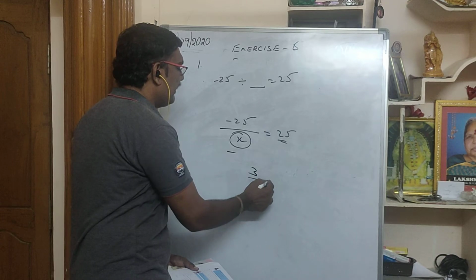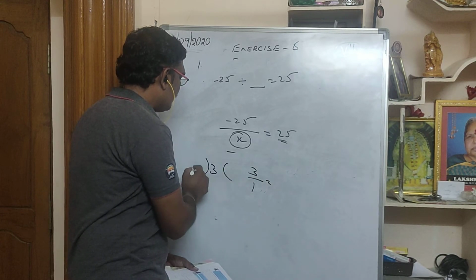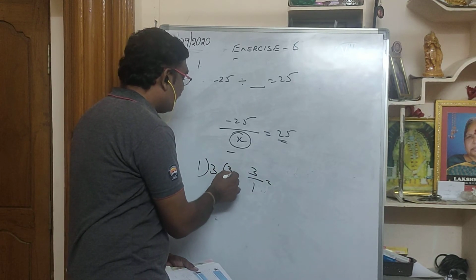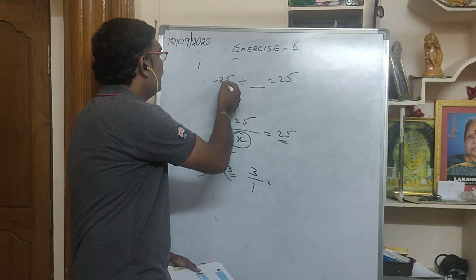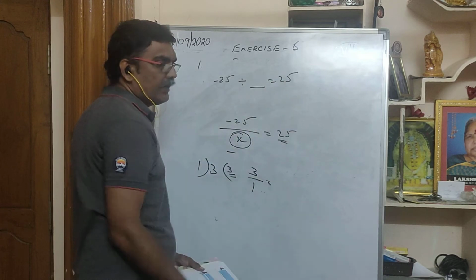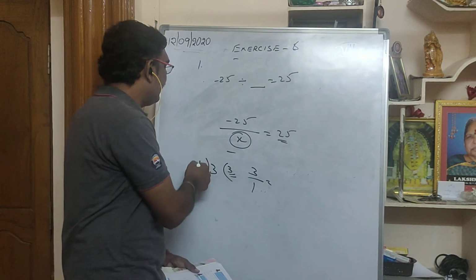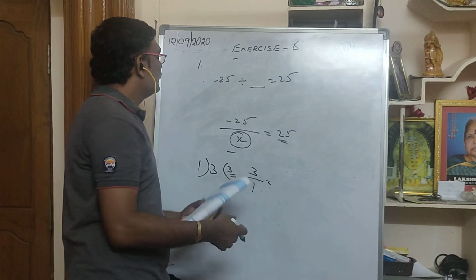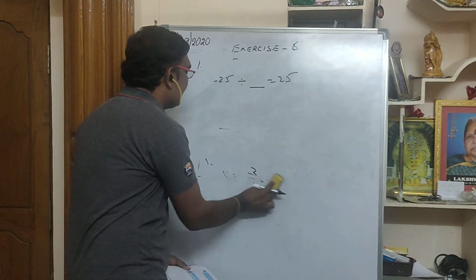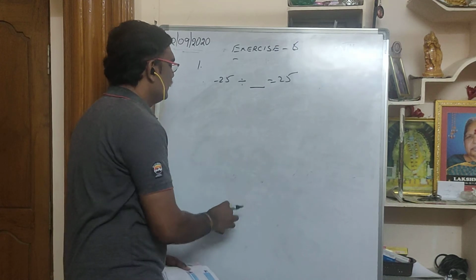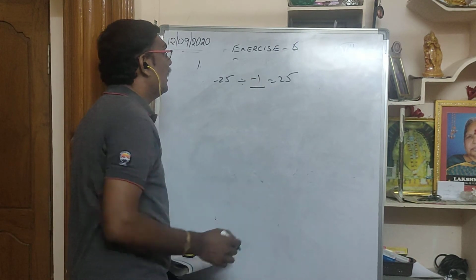Okay. Then 25 by x means which number you have to keep to get the same. See, 3 by 1 is there. 3 with which number you have to divide to get 3 as quotient? Means 1 only. 25 with which number you have to divide to get 25? Means if you divide with 1, then only you will get 25. So in place of this blank, you will get minus 1. So this is one procedure to write the answer.